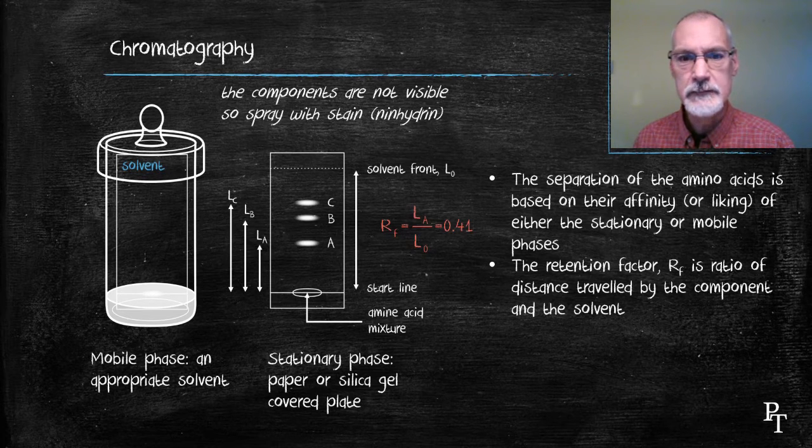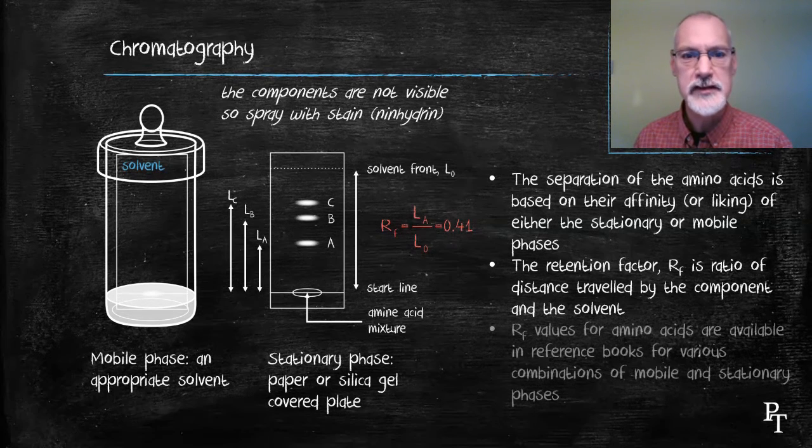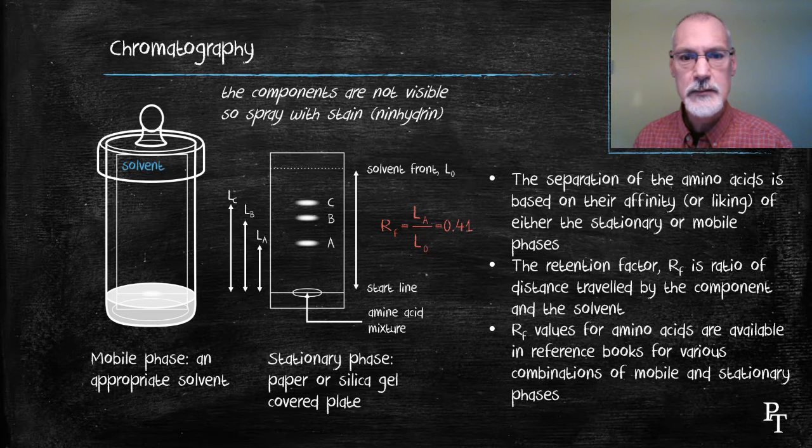I can take that value now and take a look at a reference book of chromatography, making sure that I carefully select the same conditions, meaning I would want to make sure I'm using the same solvent and the same sort of stationary phase, and then I can compare it to that value. And perhaps from that I can then identify what my particular amino acid might be.